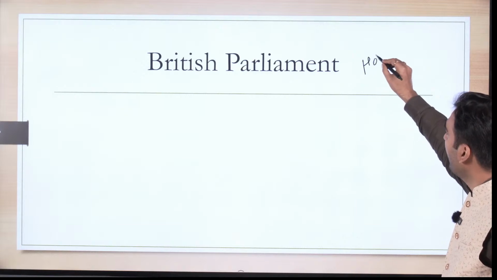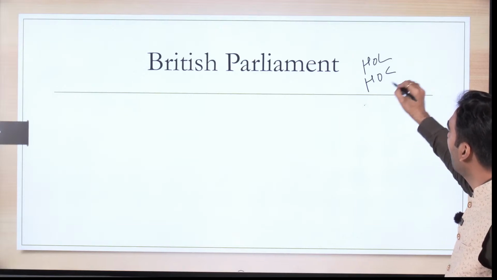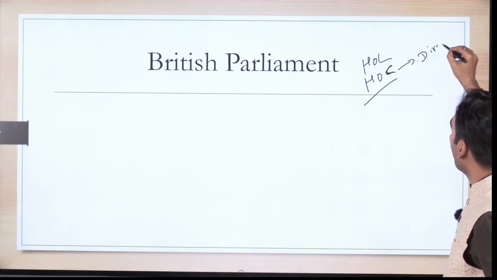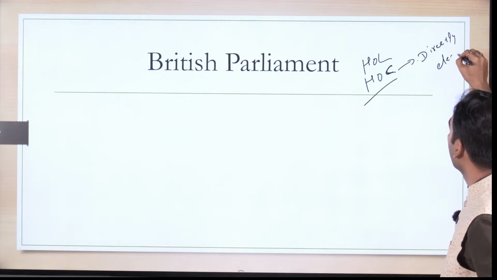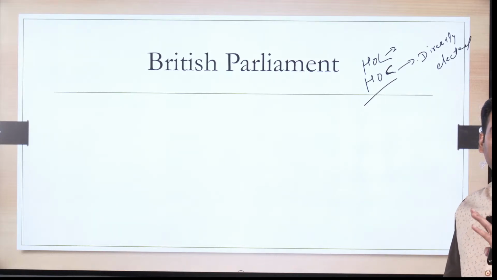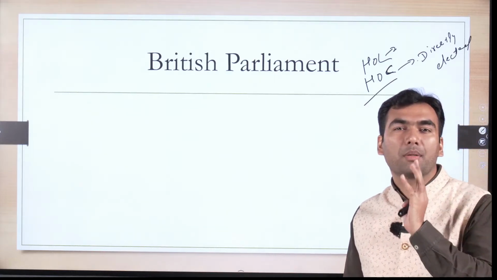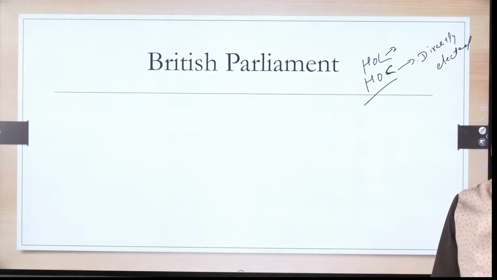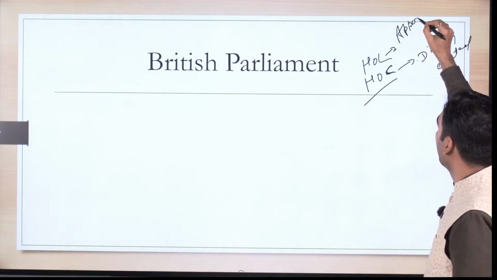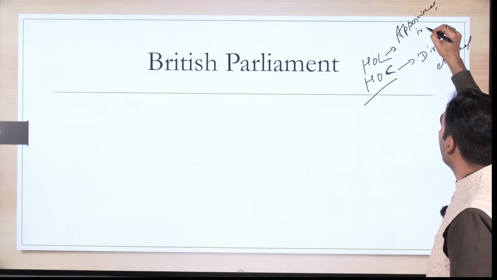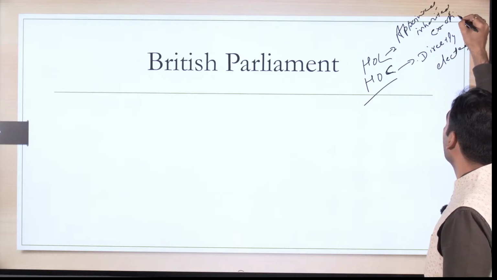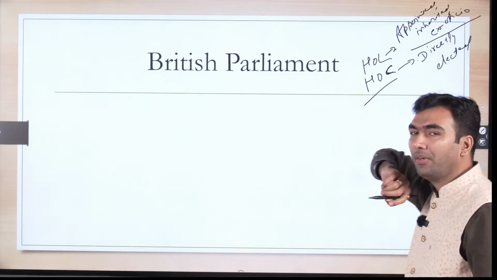So there they have House of Lords and House of Commons. House of Commons, this is C. House of Commons is directly elected. It is not directly elected, House of Lords. In fact, there are various ways in which one can become a member of House of Lords. Some are appointed, some are even inherited, some posts are ex officio. So this is something which is different from India.